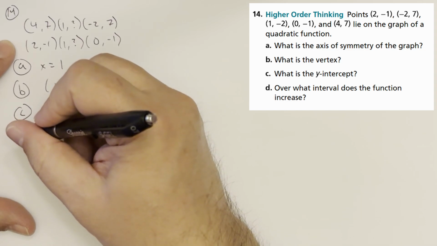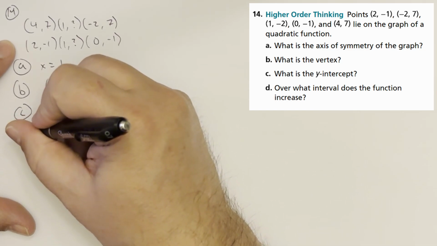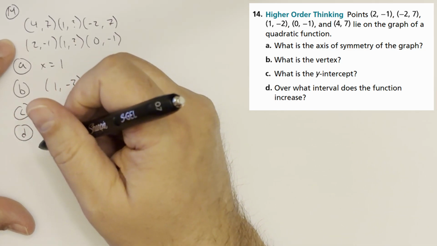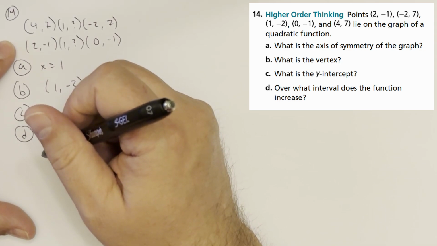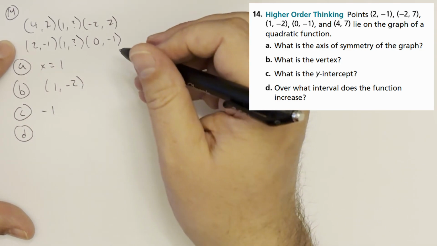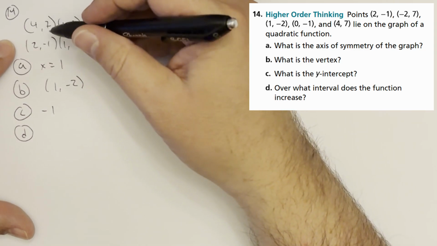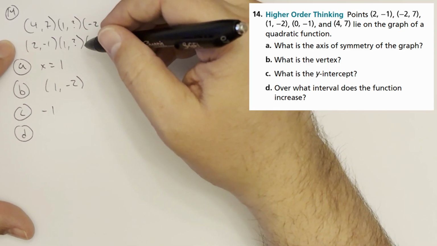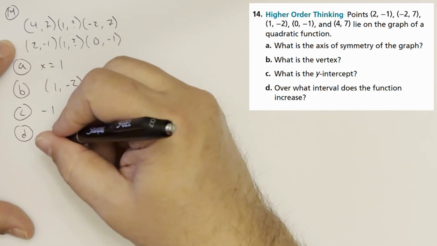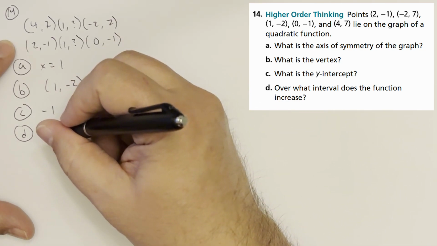Now you have to kind of visualize this, and maybe that's tricky for some. The vertex is at 1, negative 2, and then it goes up from there. So if you go to the right, it goes down from there. So if you go to the right, we've got 1 comma negative 2, and then we got 4 comma 7.